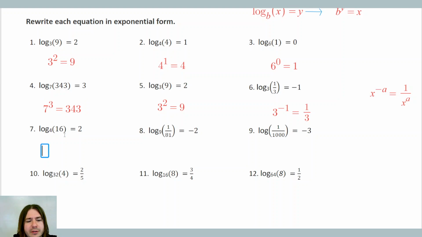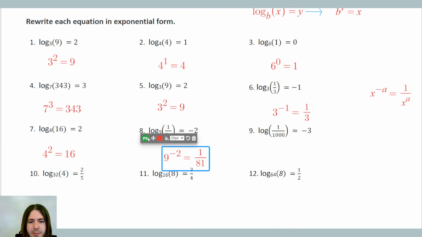So number 7, we've got 4 squared is 16. That one's pretty obvious. Here we've got another negative exponent. So this would be like 1 divided by 9, divided by 9. So here we get 9 to the negative second power is 1 over 9 squared, which is 81. So that one checks out. Number 9, we have another negative exponent.